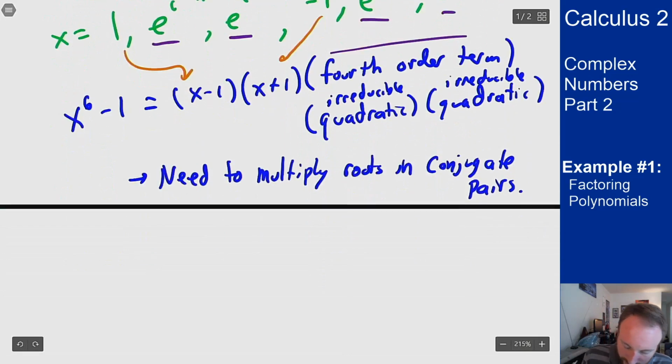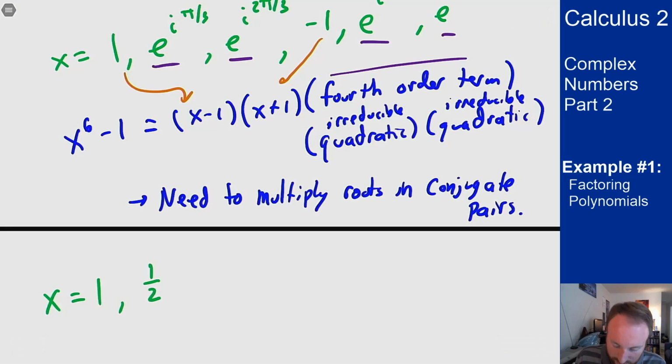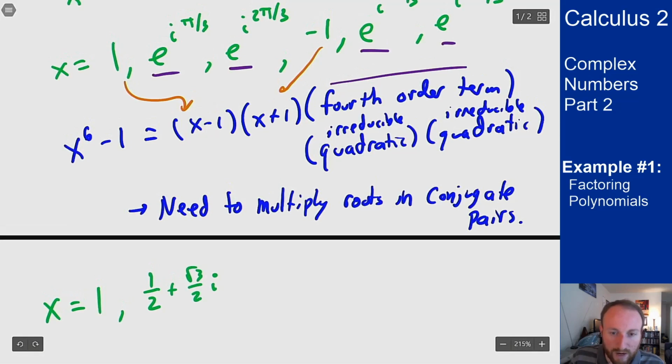So the roots we had were 1, which is still 1, and e to the i pi over 3. My x-coordinate should be cosine of pi over 3, which is 1/2. And the y-coordinate, or the imaginary part, should be sine of pi over 3, which is root 3 over 2. For 2 pi over 3, I get the same y-coordinate, but a negative real part, because now that I'm doing cosine of 2 pi over 3, cosine is negative. So I get negative 1/2 plus root 3 over 2 i.